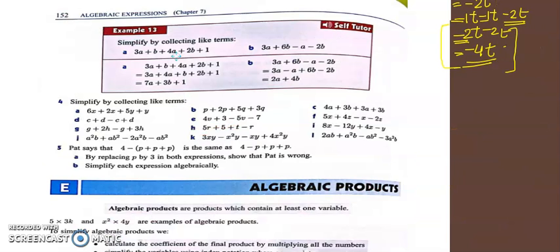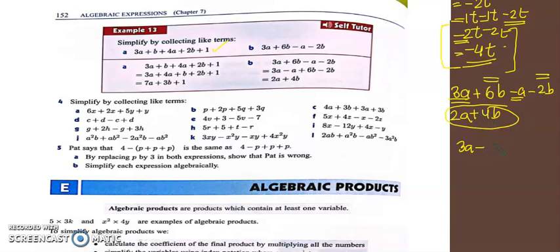Now example 13, simplify by collecting like terms. You have 3a plus b plus 4a plus 2b plus 1. I hope you can do it easily. Let me see if I can help you with this question. 3a plus 6b minus a minus 2b. Now 3a minus a is 2a and 6b minus 2b is 4b. So the answer would be 2a plus 4b.